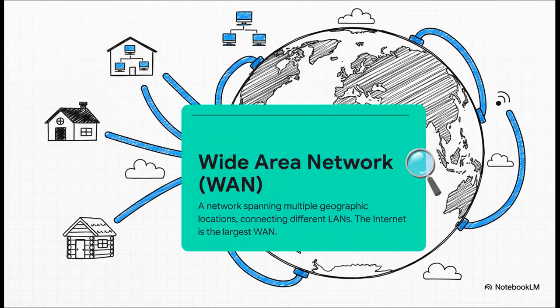So what's a WAN? A wide area network. It's basically the opposite of your LAN. It's the enormous, sprawling network that connects all those individual digital houses together across cities, countries, and even continents. And the internet we all use every single day? Well, that's just the biggest WAN there is.